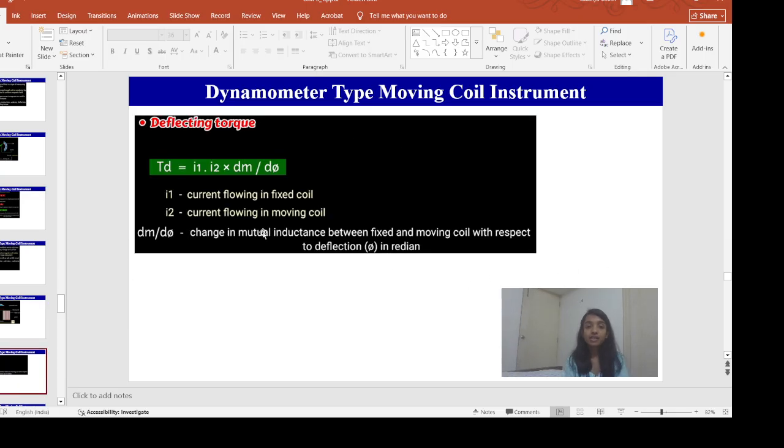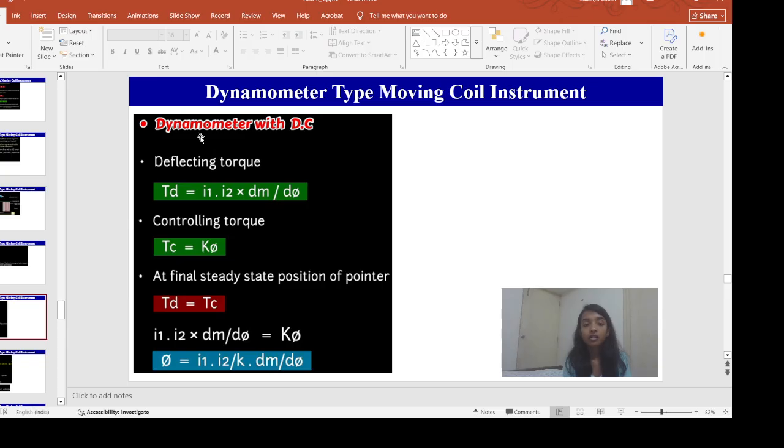Next, we will see the expression for deflecting torque in this dynamometer type moving coil instrument. It is given by I1 I2 multiplied by dM/dphi, where I1 is the current flowing in the fixed coil, I2 is the current flowing in the moving coil, and phi is the angular deflection. dM/dphi is the change in the mutual inductance between the fixed and the moving coil with respect to the deflection in radians.